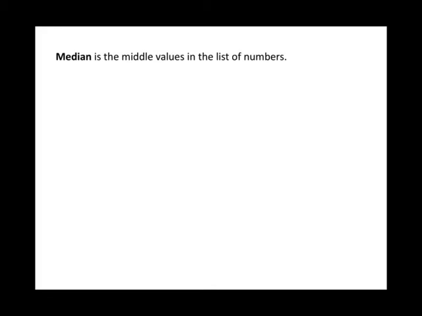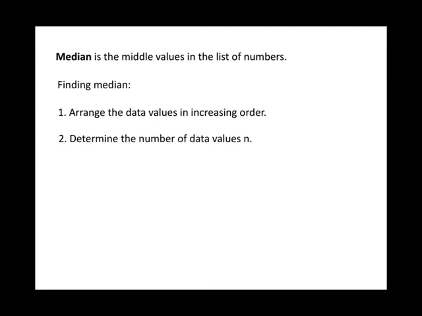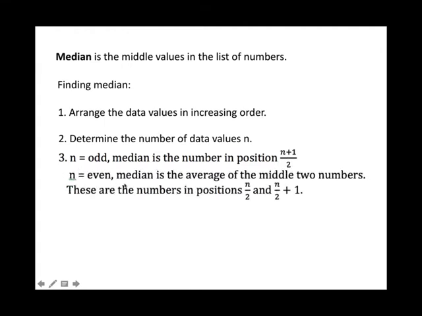Okay, median. Median is the middle value in the data set. So here are the steps to find the median. Arrange the data values in increasing order. Determine the number of data values n. And there are two cases. If n is an odd number, the median is the number in the position (n plus 1) over 2. If n is an even number, then the median is the average of the middle two numbers, which are the numbers in position n over 2 and n over 2 plus 1.